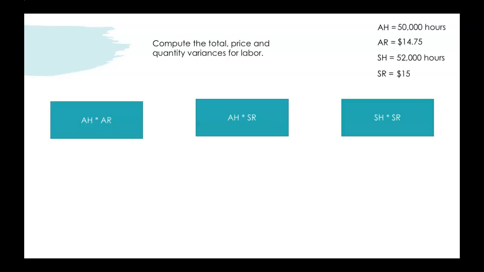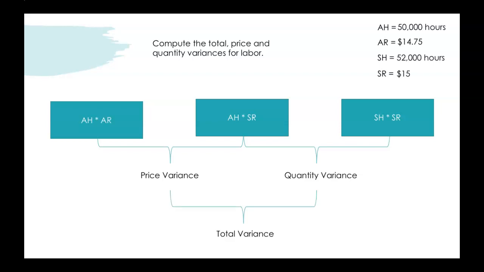So, if we take our actual hours times our actual rate and subtract it by our actual hours times our standard rate, we'll get our price variance. And then if we take our actual hours times standard rate minus our standard hours times standard rate, you'll notice that the variable that changes there are the hours, or the quantity, so that's our quantity variance. And then we can use our price variance and our quantity variance to figure out our total variance.